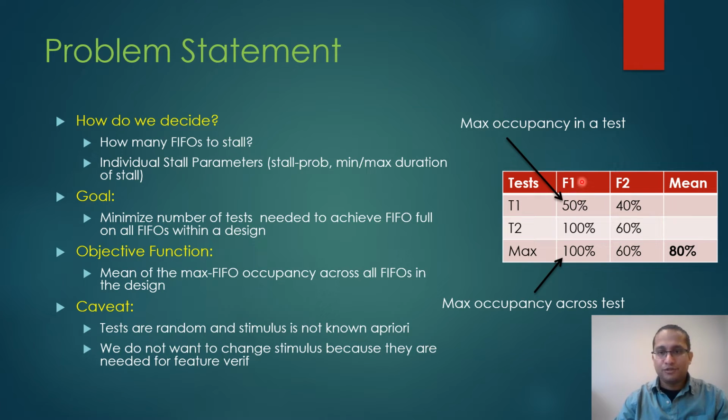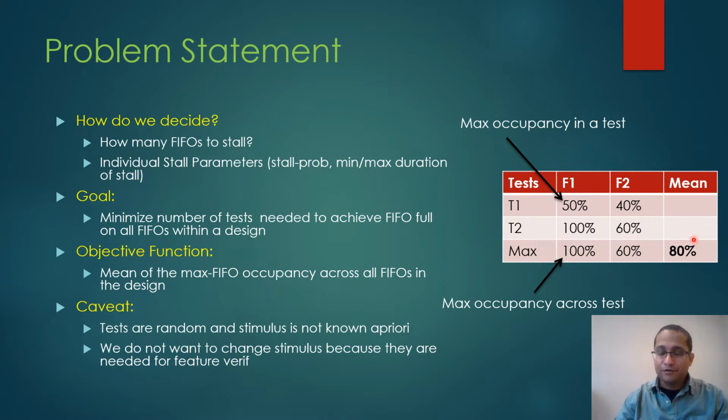Let's suppose there are two Fifos in the design, F1 and F2, and there are two tests we ran, T1 and T2. Let's suppose that the Fifo occupancy of F1 in the test T1 varied a lot, but the max it hit was 50%. Similarly, 40% is the max occupancy of F2 in the test T1. Now, if you look across tests, you will see that Fifo F1 hit a max occupancy of 100 across tests. Similarly, Fifo F2 hit a max occupancy of 60 across tests. So our objective will be the mean of the max, which is the mean of 60 and 100, which is 80%.